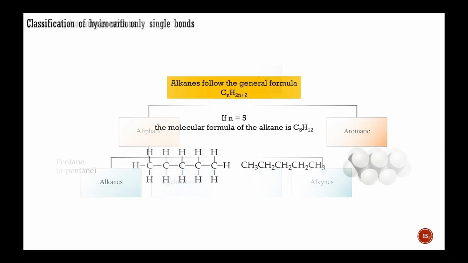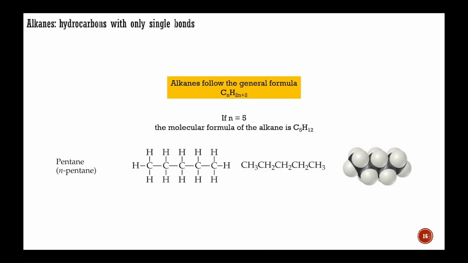We should start with hydrocarbons that contain only single bonds. These are called alkanes, and they have the following general features. Alkanes follow the general formula CnH2n+2, where n is a positive integer. For example, if n equals 5, the molecular formula of the alkane is C5H12.